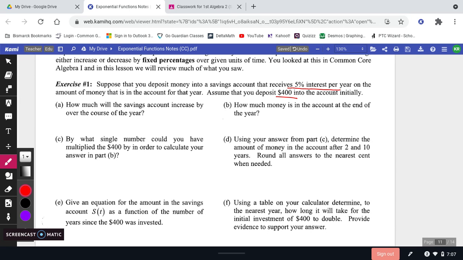How much will a savings account increase by over the course of a year? Well, if you start with $400 and you're going to earn 5% interest, or writing that as a decimal, 0.05, multiply that, and you're going to earn $20 in interest. So at the end of the year, you're going to have the $400 that you started with plus the $20 that you earned in interest. So you will now have $420 total.